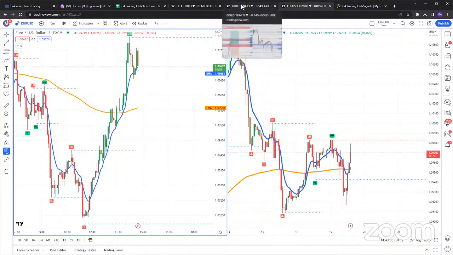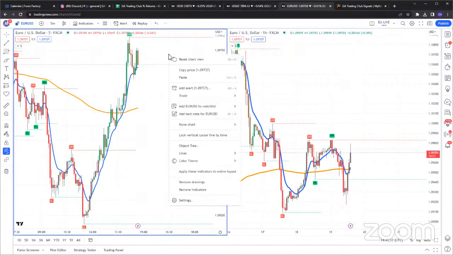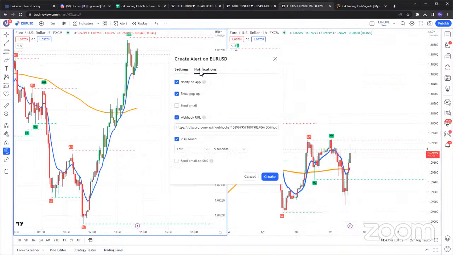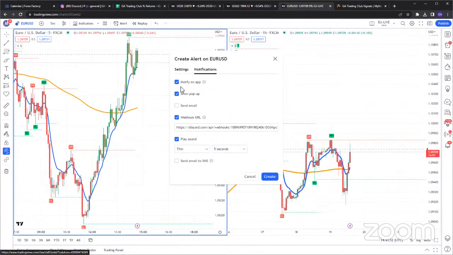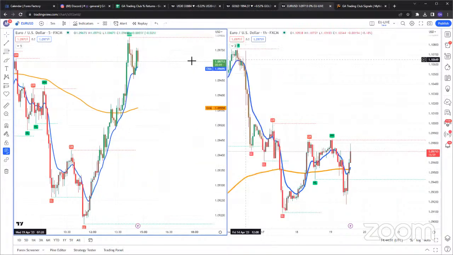Can you set those alerts to hit your phone? Is there any way to set it up like that? Yeah, if you're setting an alert right here under notifications, you see where it says notify on app. So you have to download the TradingView app, and so long as you set that alert on here, you will get your notification on your phone. For me, I have that also set up.